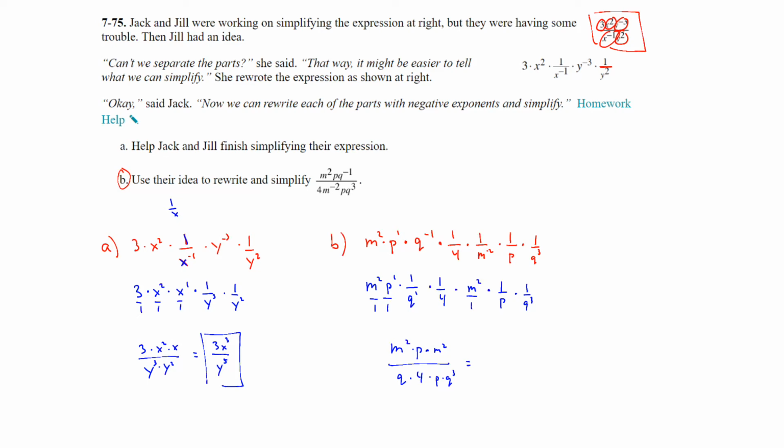Now simplify. You have p times m. I'm going to rewrite those. I'm going to do m first. M to the second times m to the second is m to the fourth times p divided by, you want to put your coefficient first, which is the 4. And then we have p times q to the fourth power. Now the last thing that you can possibly do on this one, since you have a p in the numerator and denominator, they're both to the first power. P divided by p is 1. So it looks like our final answer is m to the fourth over 4q to the fourth power.